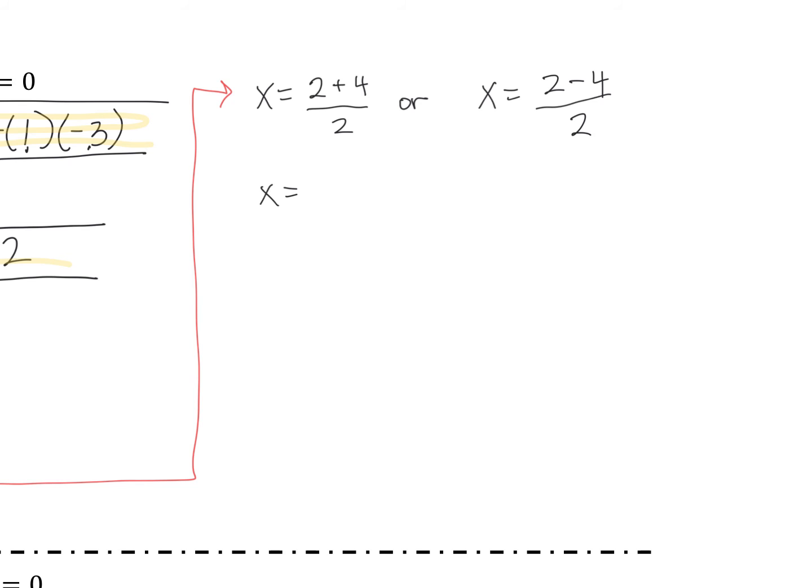So in this first equation, add your numerator. 2 plus 4 gives you 6, and 6 divided by 2 gives you 3. Or 2 minus 4 gives us negative 2, divided by 2 gives me negative 1.